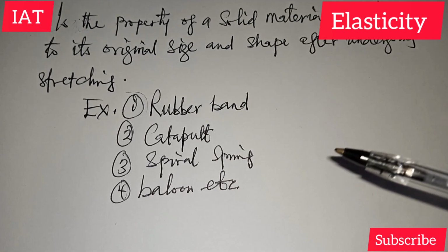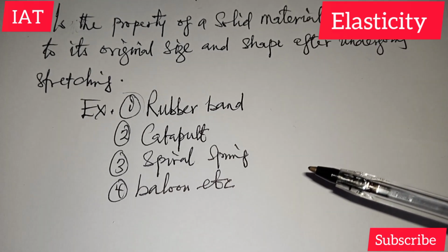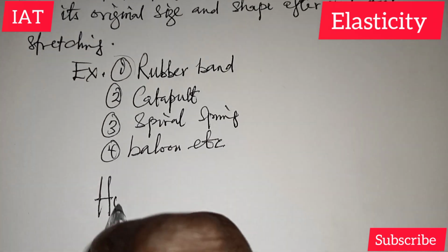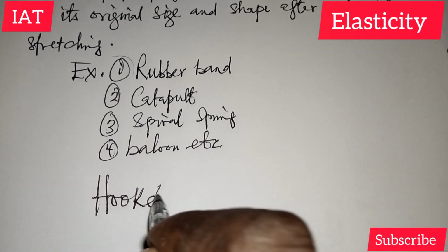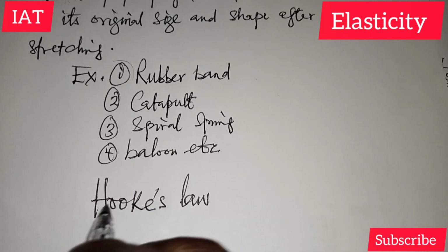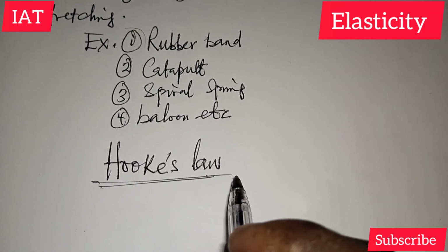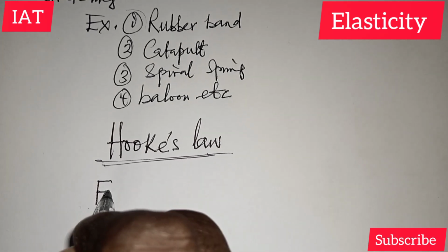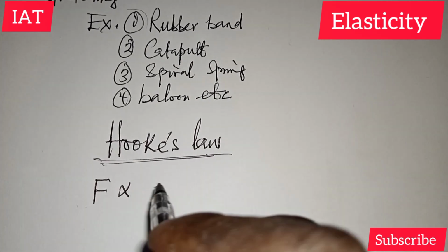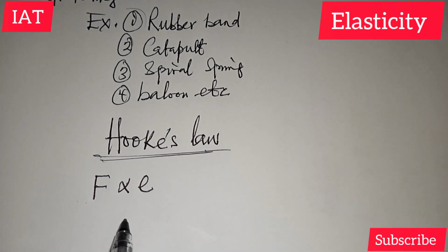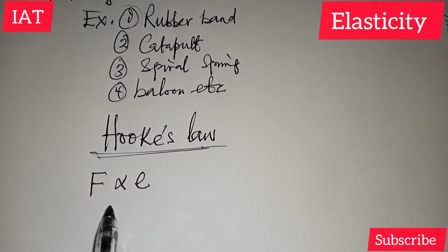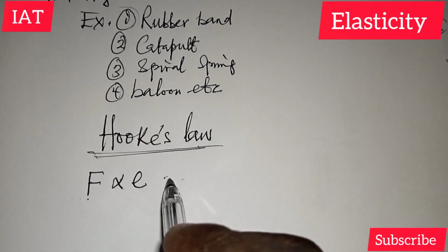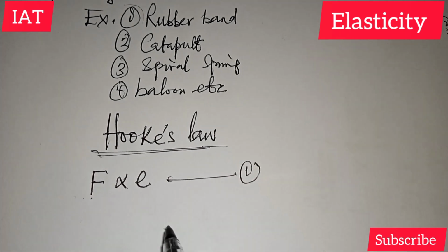But before that, there's a man called Robert Hooke. He propounded a law, and named it after himself: Hooke's law. So let's look into the law holistically. What exactly is Hooke's law? Hooke's law states that the extension produced is directly proportional to the applied force, provided the elastic limit is not exceeded. So mathematically, we have F directly proportional to E, provided the elastic limit is not exceeded.